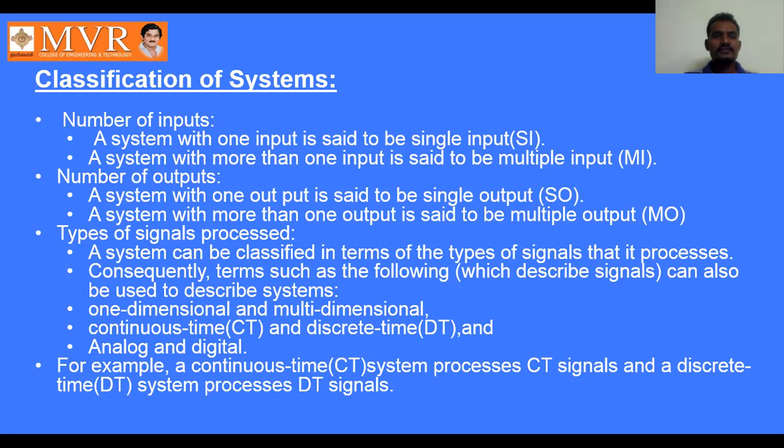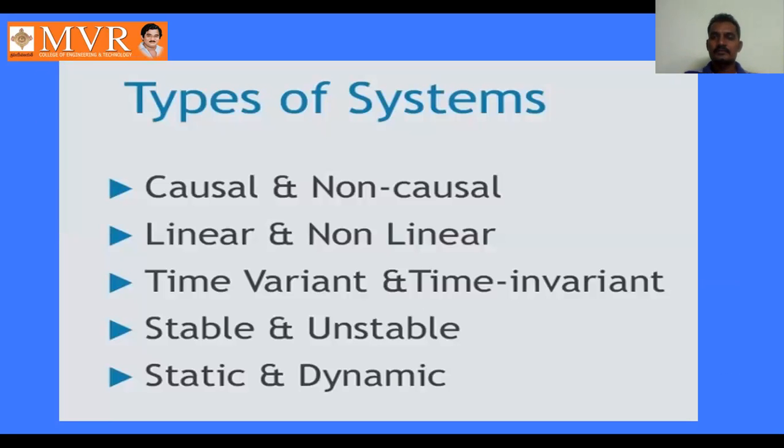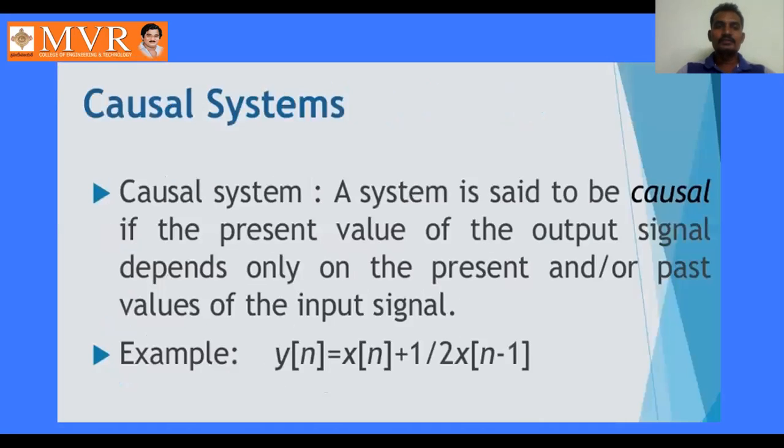These were all discussed in our earlier class, but just for refreshing, I am telling again. Classification of systems: based on the number of inputs, they are divided as single input (SI) and multiple input; based on the number of outputs, single output and multiple outputs. Types of signal processed: continuous time and discrete time, analog and digital signals. Coming to the types of systems: causal and non-causal, linear and non-linear, time variant and time invariant, stable and unstable, static and dynamic systems. So what is meant by causal system?